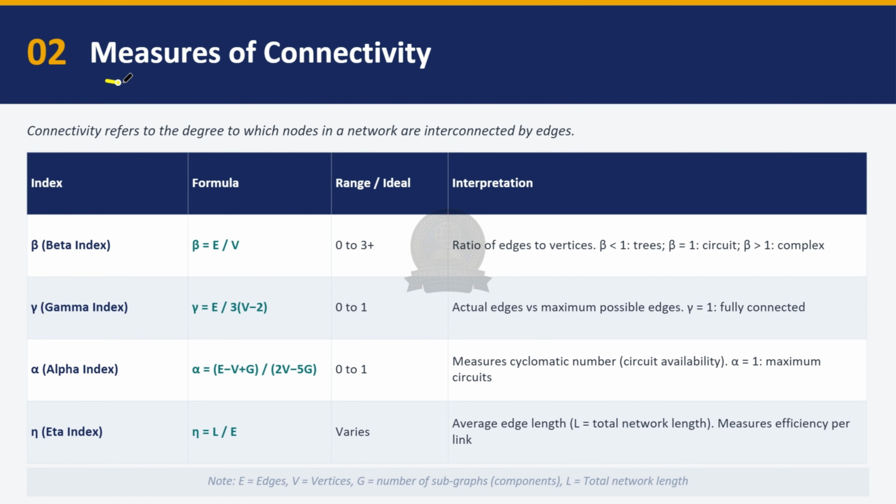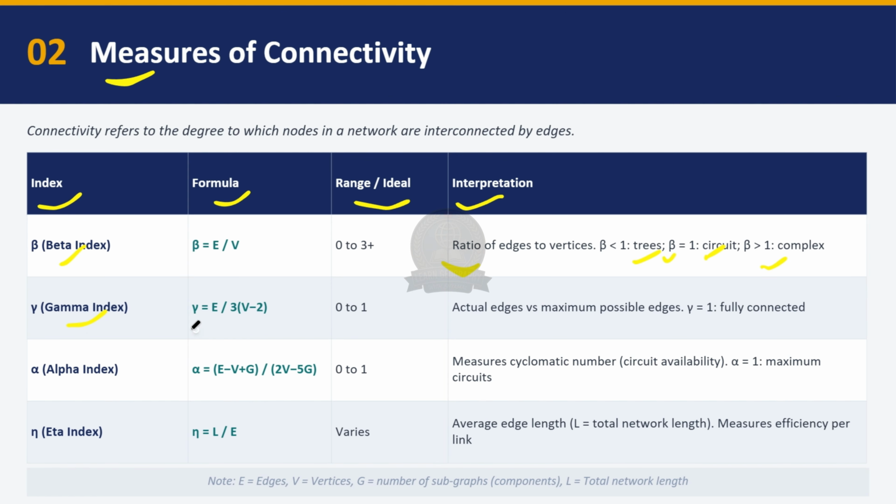Now, measures of connectivity. Connectivity refers to the degree to which nodes in a network are interconnected by edges. There are some indices, with formula, range and interpretation. Beta index is equal to E divided by V, where E means edges and V means vertices. Range is 0 to 3 plus, the ratio of edges to vertices. Beta less than 1 is a tree. If the beta index is equal to 1, then it is a circuit, and if the beta index is larger than 1, then it is a complex network.